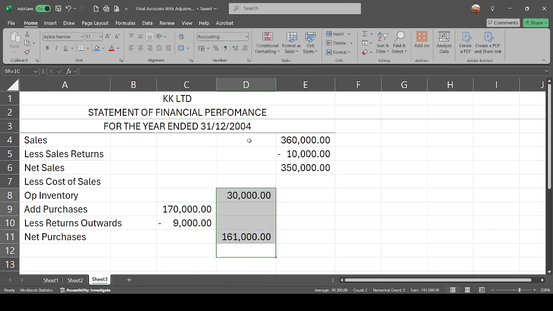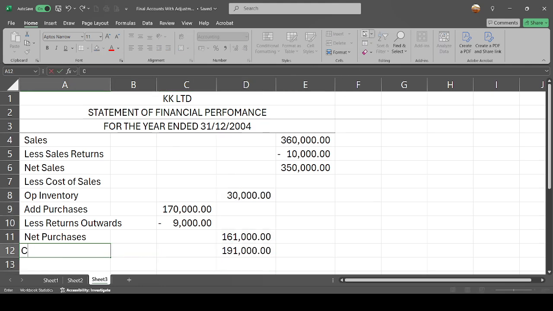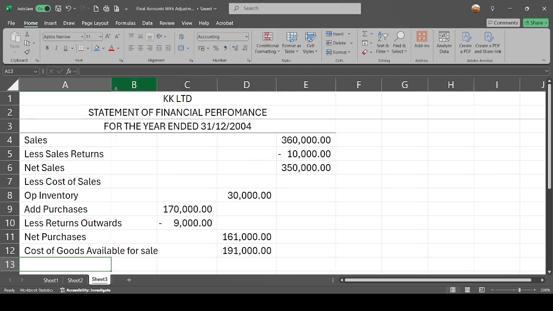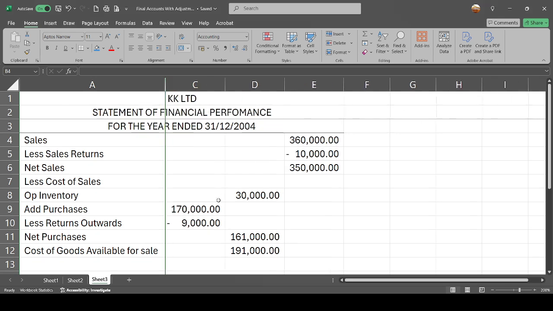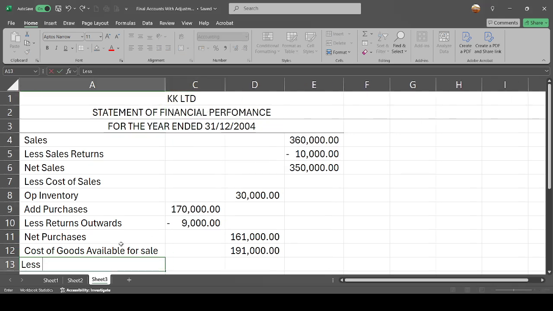So when we add this, our total here of 191 is what is known as cost of goods available for sale. So that's our cost of goods available for sale. Then we come to less closing inventory.